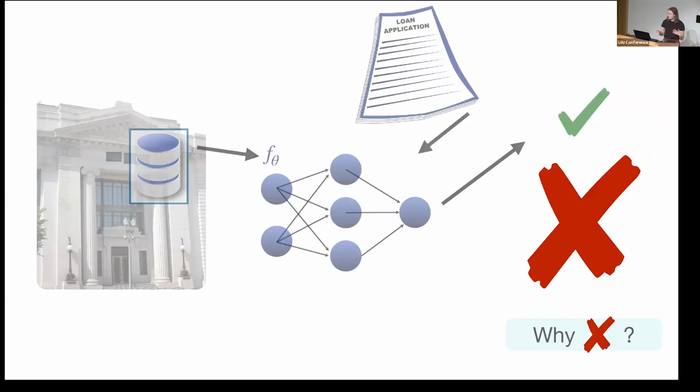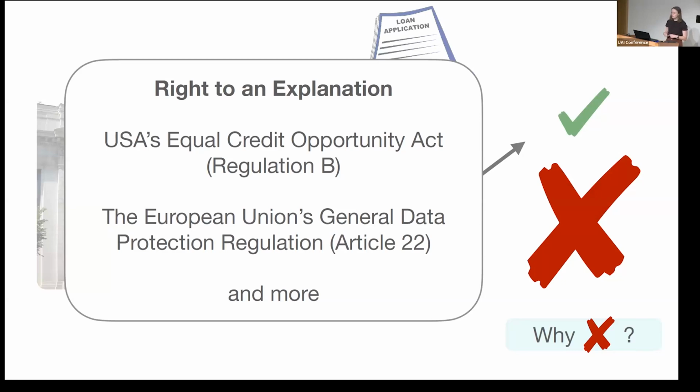For the sake of this talk, let's say that this loan application was denied. A natural question then becomes, why was this application denied? In fact, this is a question that in many jurisdictions, the bank would be required to answer. In the US, we have the Equal Credit Opportunity Act, which requires an explanation in the face of an automated decision. And the European Union's GDPR behaves similarly.